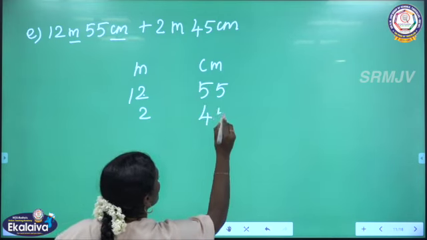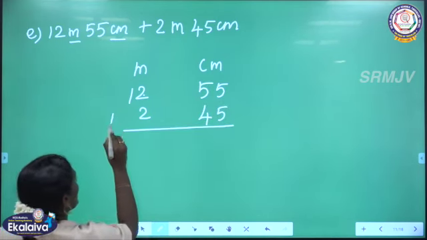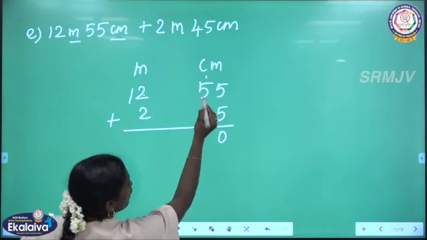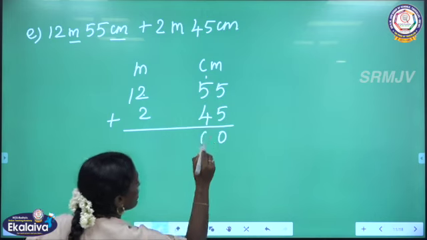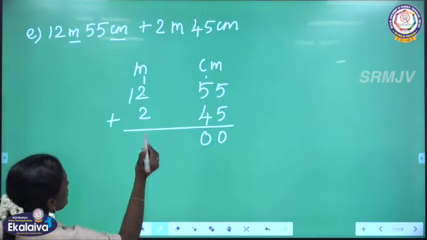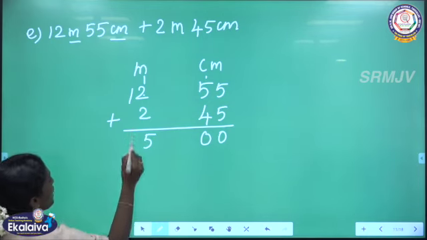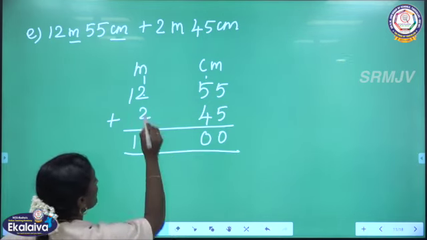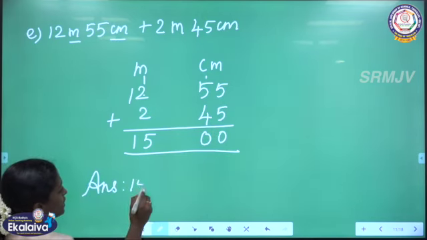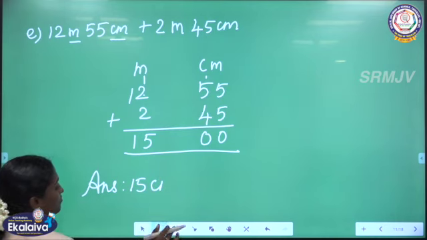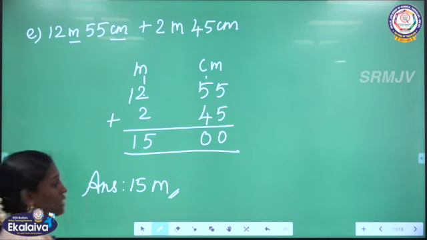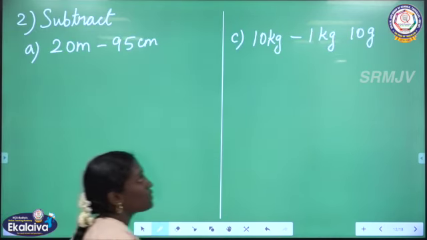Then 45 centimeter. Now we have to add. 5 plus 5, 10. 0 here, 1 carry over. 1 plus 5, 6. 6 plus 4, 10. 0 here, 1 carry over. 1 plus 2, 3. 3 plus 2, 5. Here in tens place 1. So this is 15 meter 0 centimeter. We can write it as 15 meter.